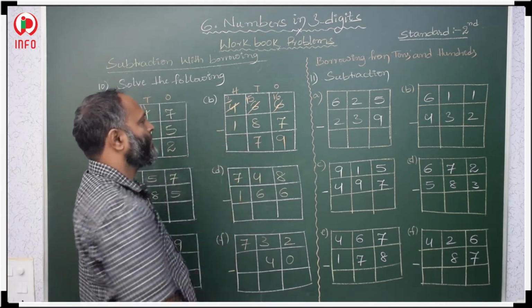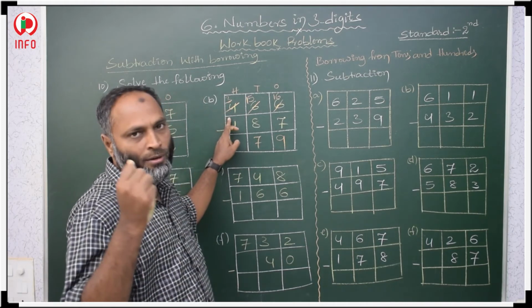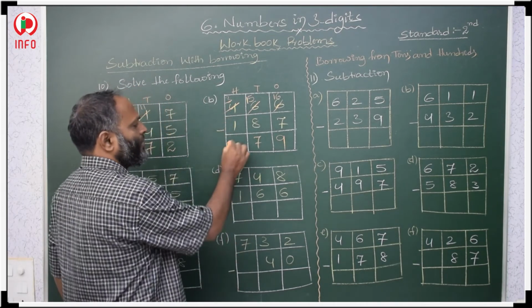3 minus 1 means 2 to 3, we have to count. 2, 3. It is 2.